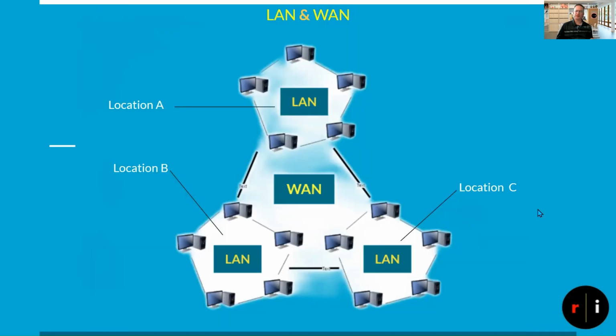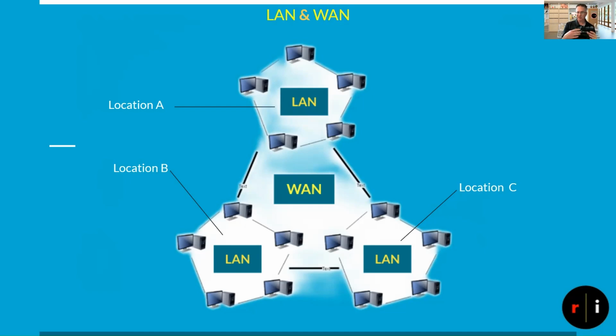What are some of the differences between a WAN and a LAN? In this diagram, we are looking at three different LANs, and you'll see the WAN box in the center. This basically is telling us that there are three different groupings.